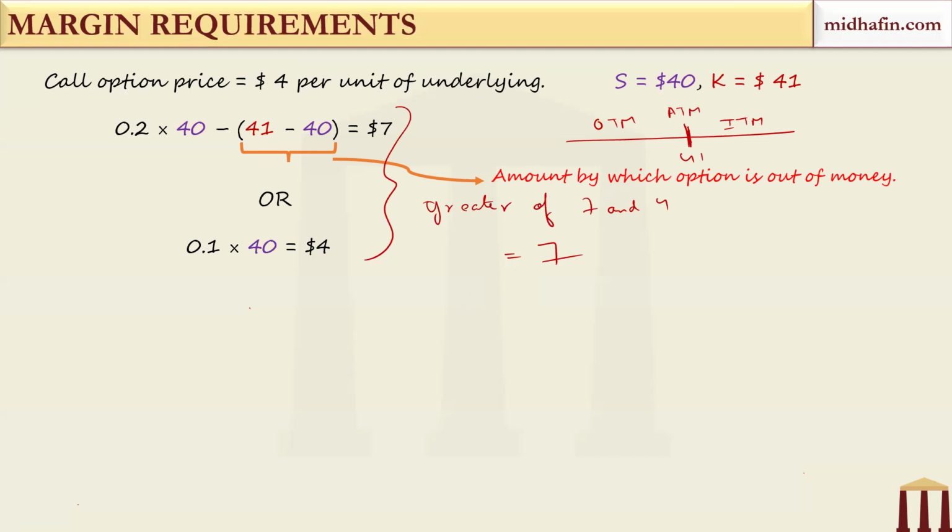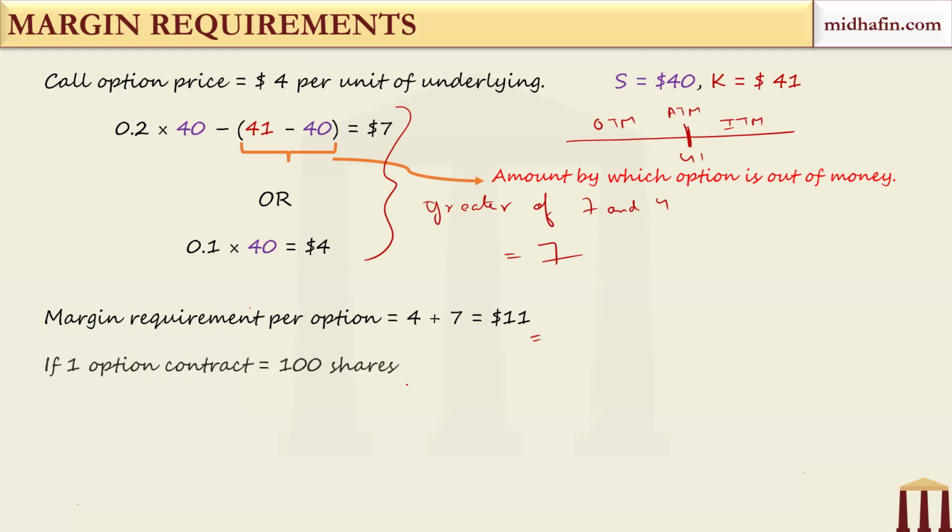So we discussed sales proceeds plus the greater of these two. Very good. Correct, Ujjwal. Sales proceeds means option premium. So option premium plus the greater of these two, which is $11. So obviously, if one option contract is 100 shares, then the net margin requirement is $1,100. Okay, so please let me know which step is not clear, and I'll explain everything once again. I'm just going to a question right now.